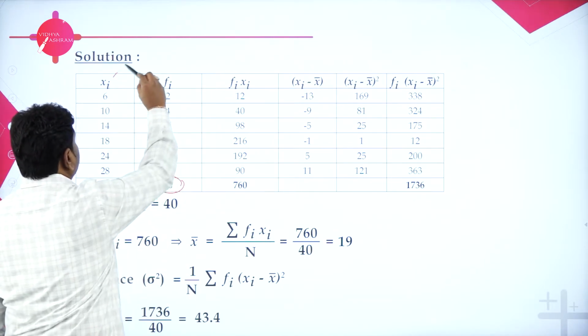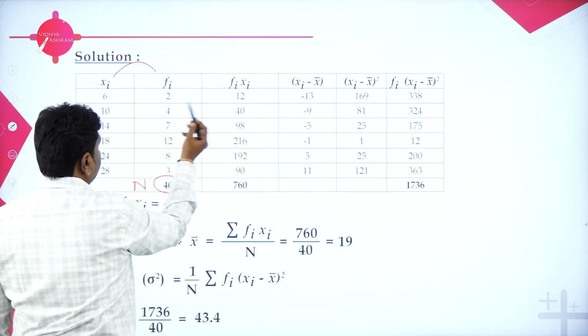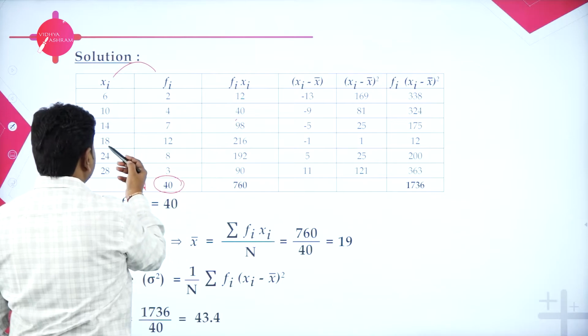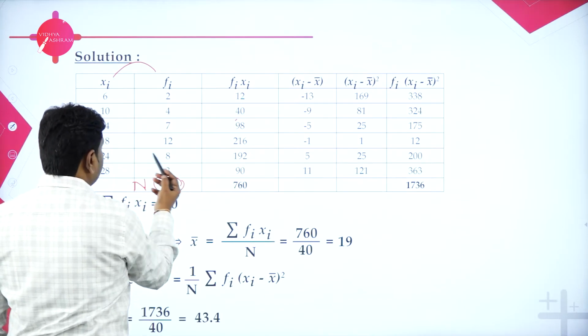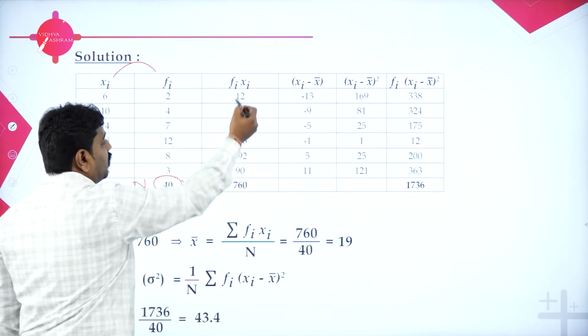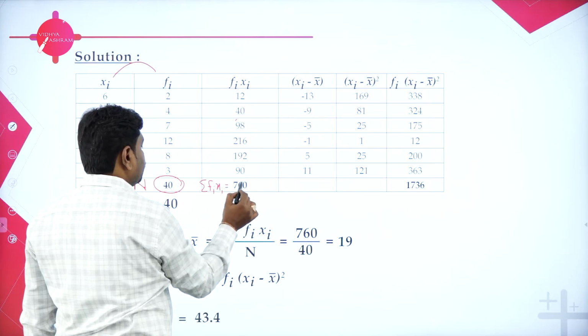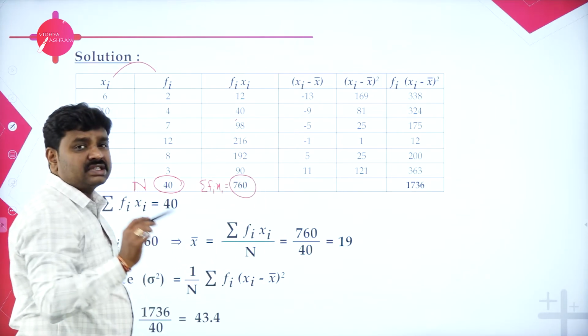Then product of f and x you should do. So 6 into 2, 12, 10 4s are 40, 14 into 7, 98, 18 12s are 216, 24 into 8, 192, 30 into 3, 90. Then you add all these things. When you add, we call it sigma fi xi. This is the value of sigma fi xi. Sigma fi xi is 760.